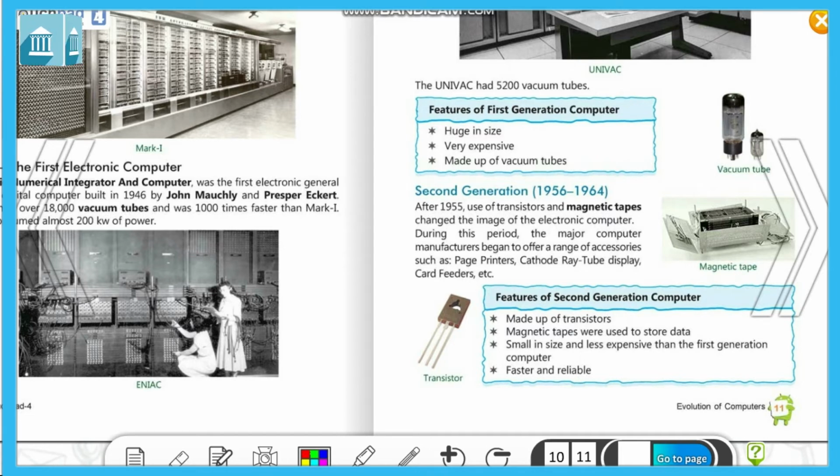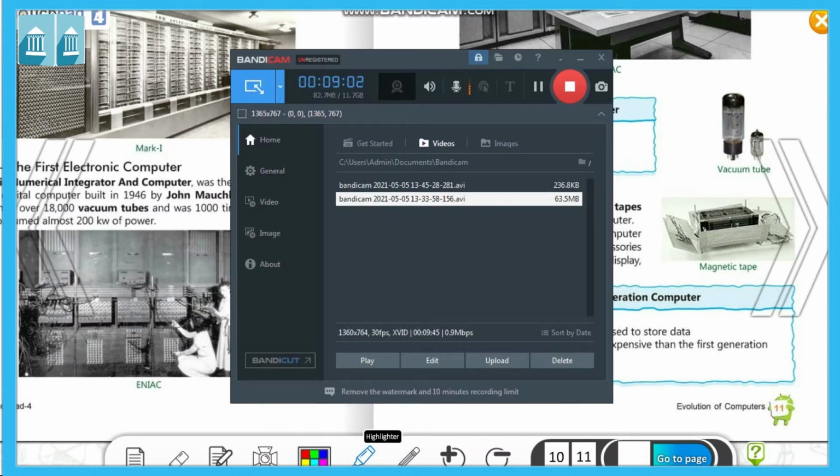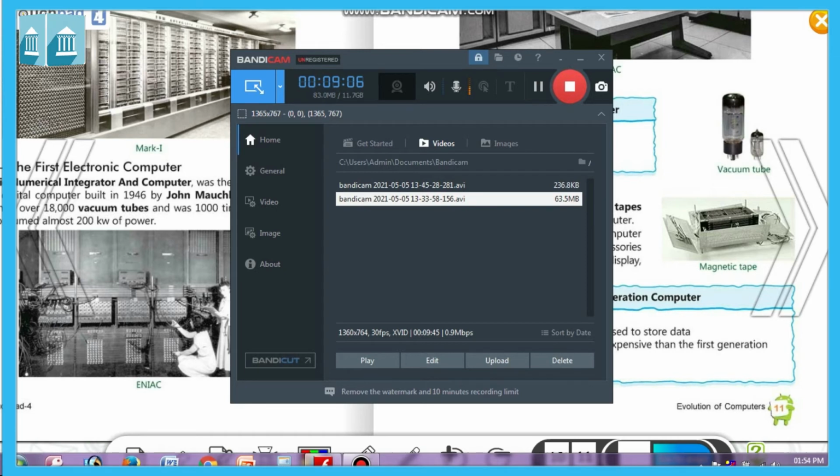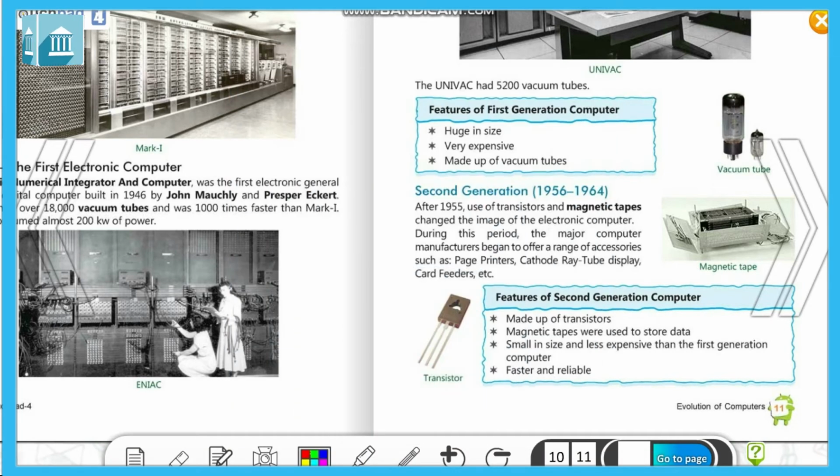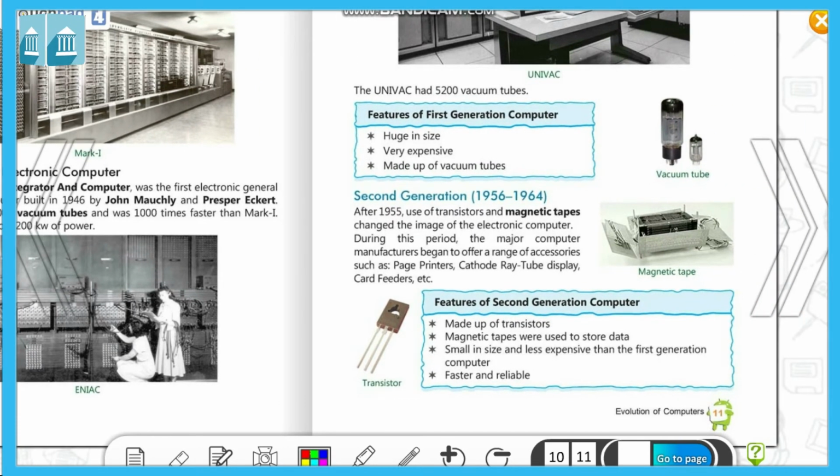Now the features of second generation computer. So what was used in second generation computers? Magnetic tapes and transistors. Now in first generation vacuum tubes were used, but in second generation only transistors and magnetic tape were used. You only have to remember these features. Other things are just for your knowledge, but you need to remember these features.